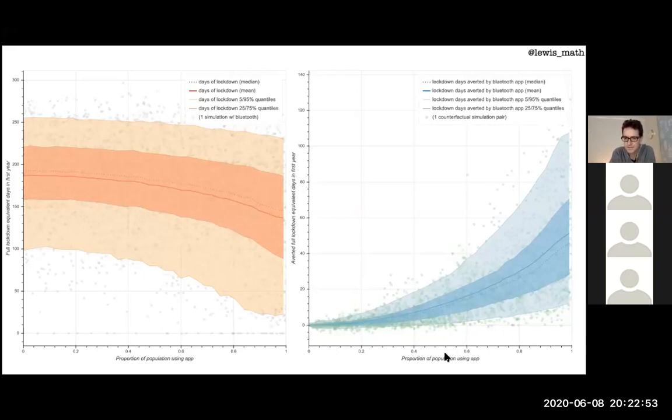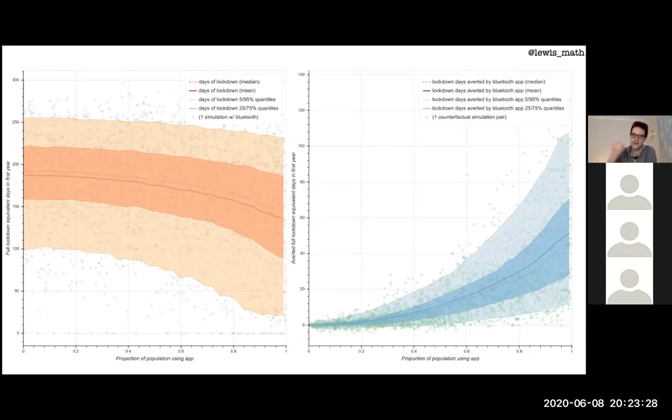So the right panel is the one that you really want to focus on here, and that's the difference in number of lockdown days between worlds where we have the app and worlds where we don't have the app. So it's essentially the difference in number of lockdown days between the solid lines and the dashed lines in those figures that I was showing you before. And so this is the key thing, right? The key finding is something that you can sort of expect, and something that's consistent with the other modelling that's been coming out in the past few months about contact tracing.